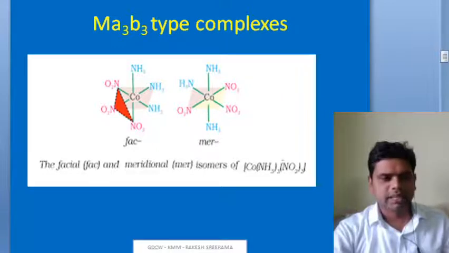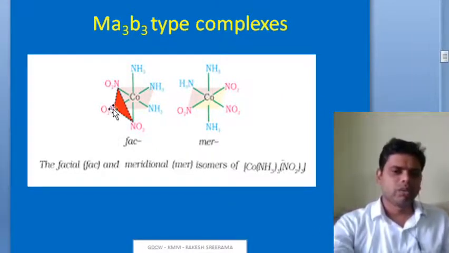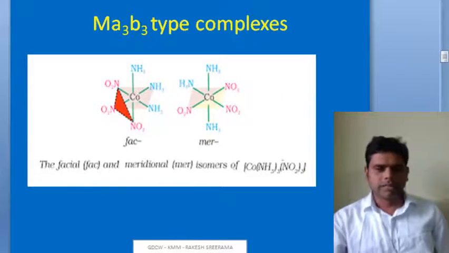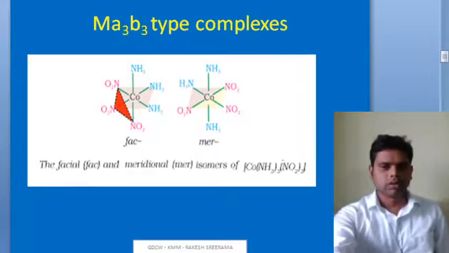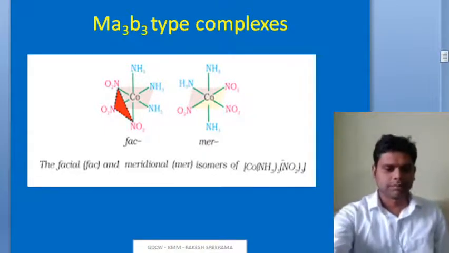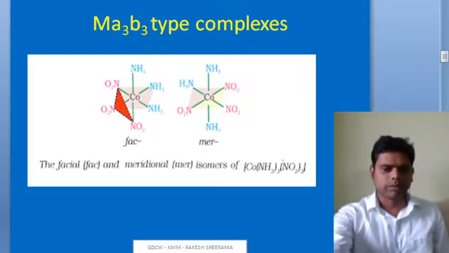So facial indicates that this NO2, this NO2 and this NO2 are falling on the same triangular face, and this NO2, NO2 and NO2 are falling on the same triangular plane. So as such, it is referred to as meridional. That's facial and meridional isomers, in the case of triamine, trinitro cobalt(III) complex. The next one.